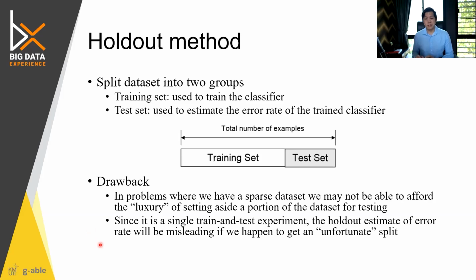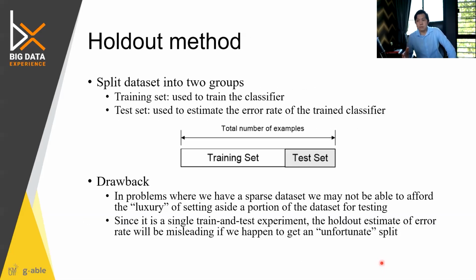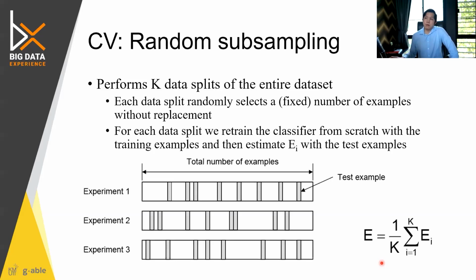Second, you can be lucky or unlucky. You can get an unfortunate split, or a split that is too good to be true and does not really represent the data set. So that's a drawback. This is the first technique, the holdout technique.